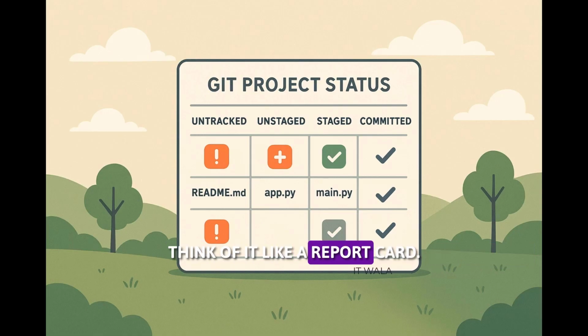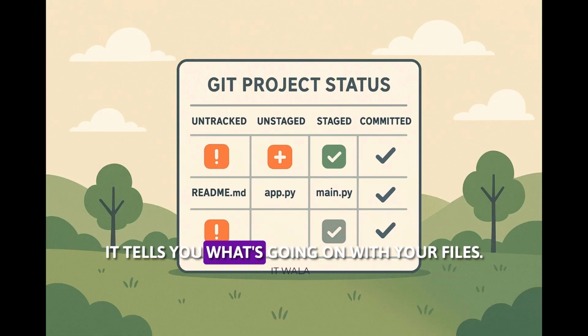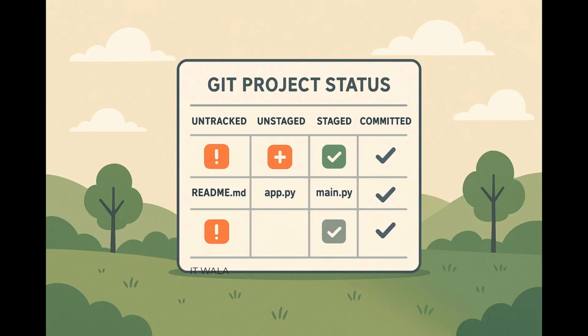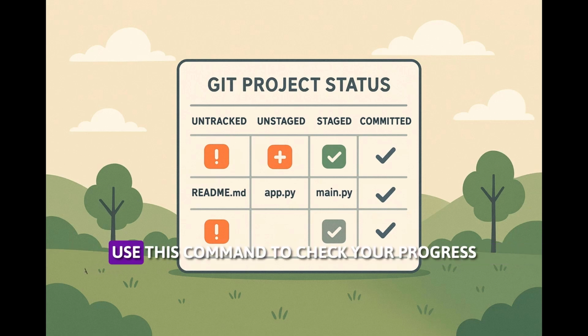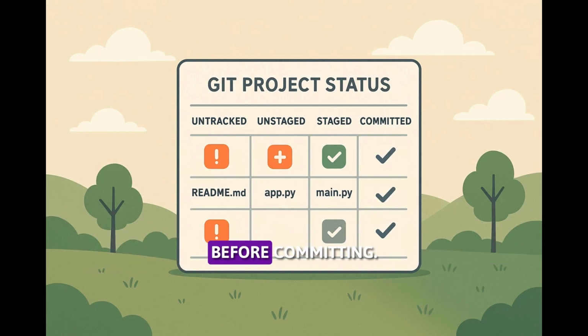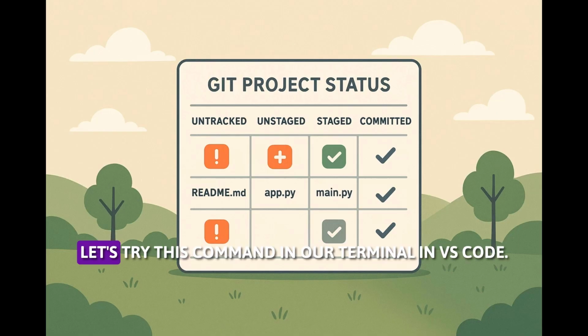Think of it like a report card. It tells you what's going on with your files. Which files are tracked, untracked, staged, committed, etc. Use this command to check your progress before committing. Let's try this command in our terminal in VS Code.